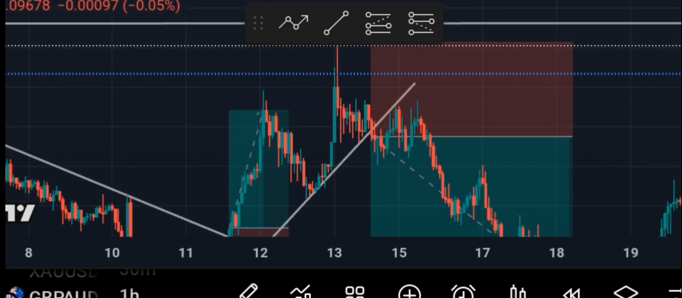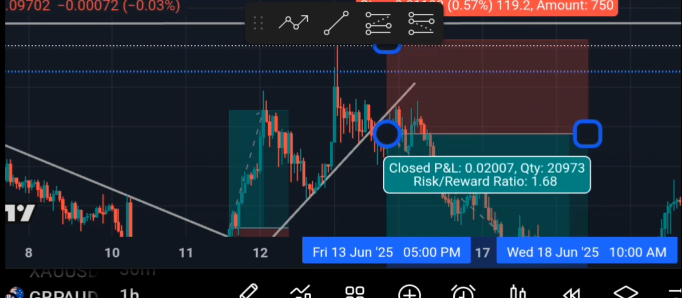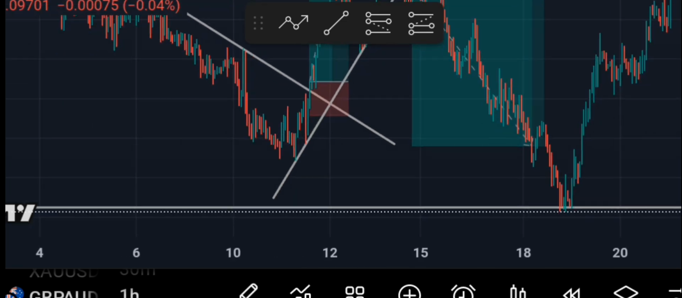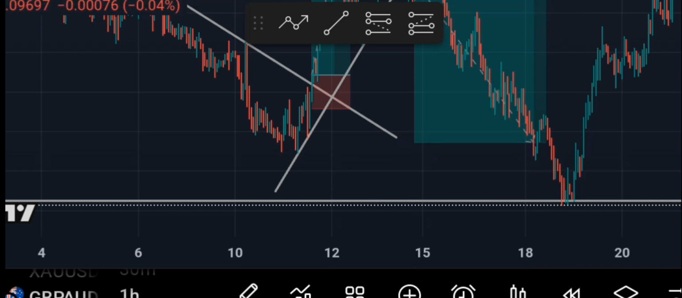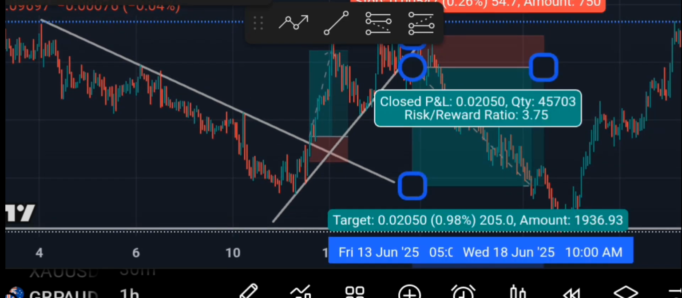So with this pullback, and you see this bearish engulfing candle here, you just place your sell entry here and put your stops below that candle, targeting the next support. Are you with me, guys? You target the next support. So it's as simple as that.